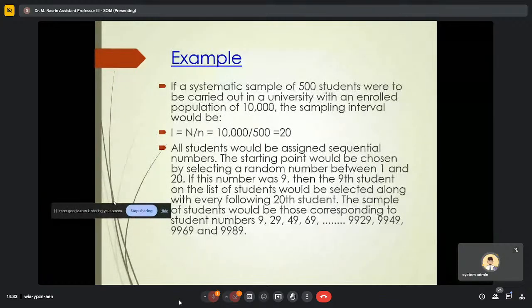Like all students would be assigned sequential numbers. So what I will do is give numbers to all the students, then based on the sequence of the numbers, I will be picking. Suppose imagine I am choosing the first person as the 9th person. Then how should my sample be? 9 plus 20 means 29. Then again I will add 20, so the 49th student. Like that I will pick.